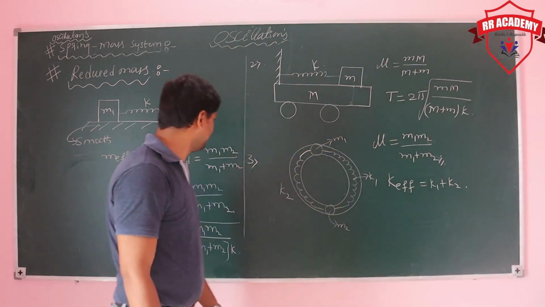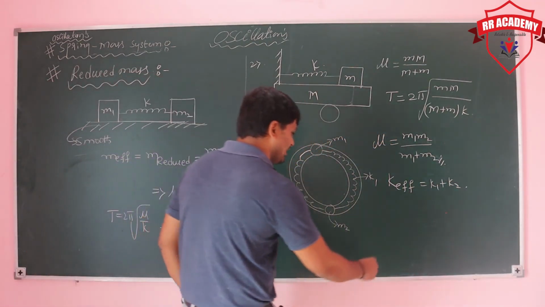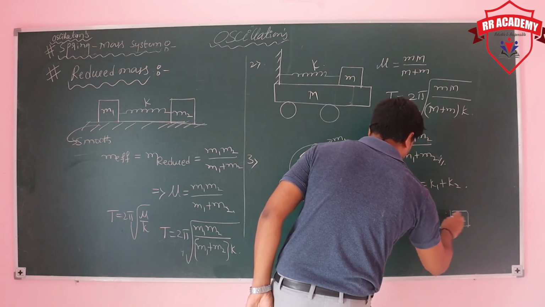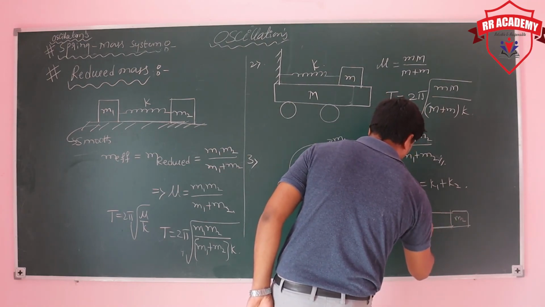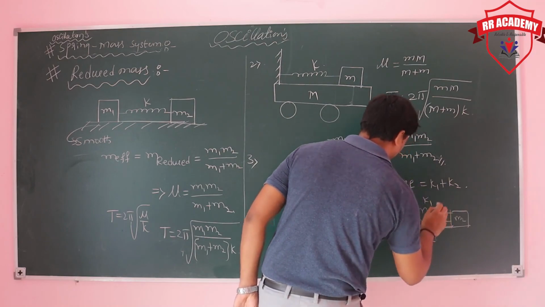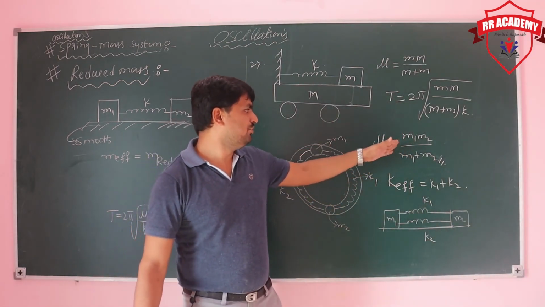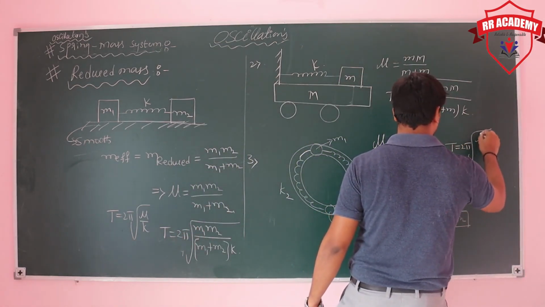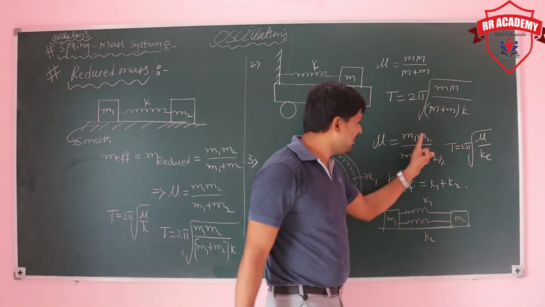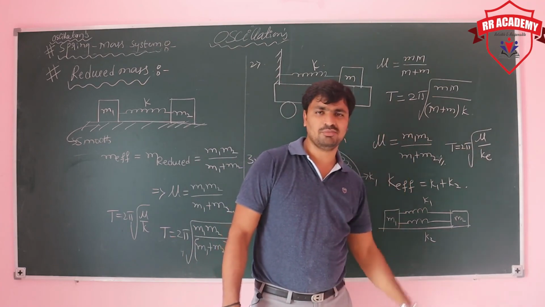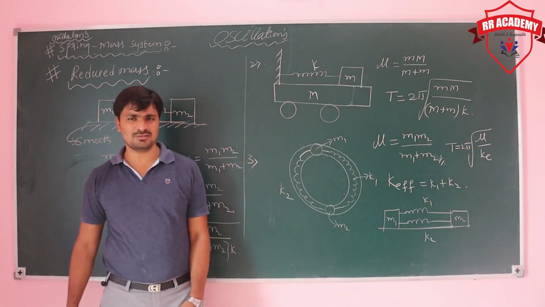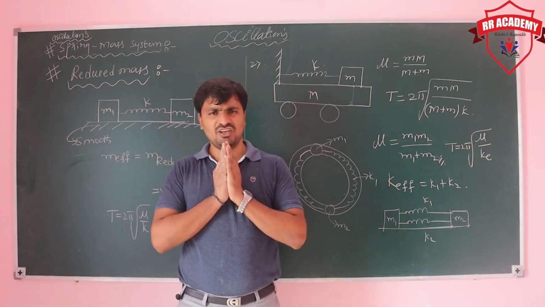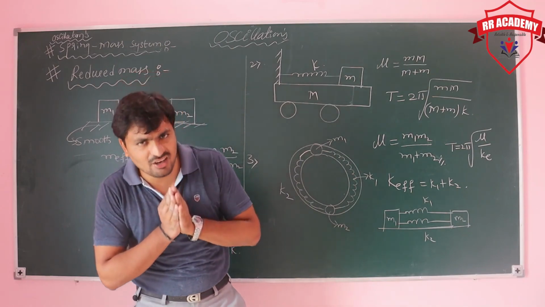If the bodies are connected like this, similar to this case, M1 body and here M2 body, both joined by two springs of spring constants K1 and K2, then again mu is M1 M2 by M1 plus M2. Now the time period is 2π√(μ/K effective), which is 2π√(M1 M2 / ((M1 plus M2)(K1 plus K2))). So it is very easy, just practice it properly. Then you can do any problem from spring constants.